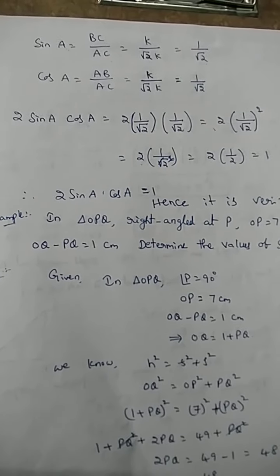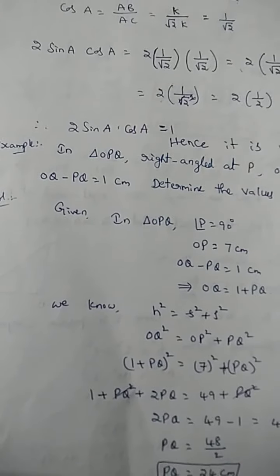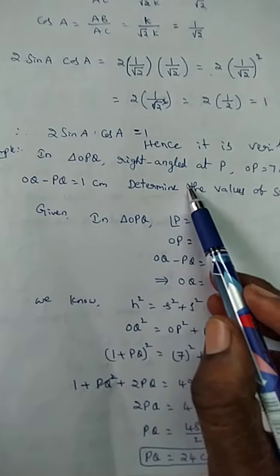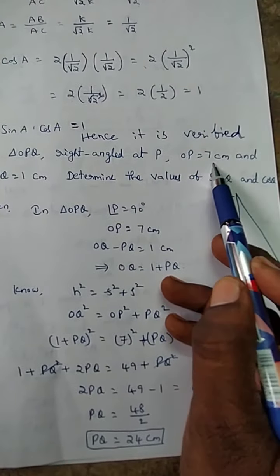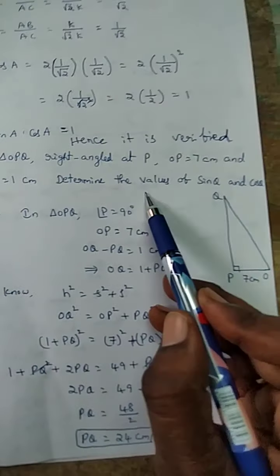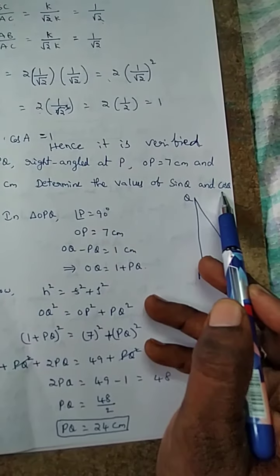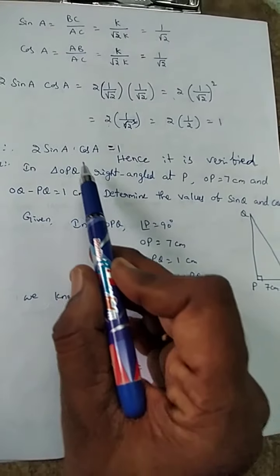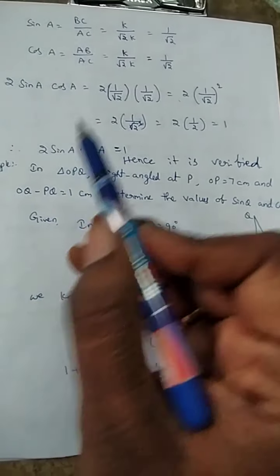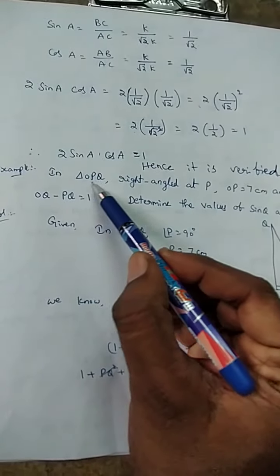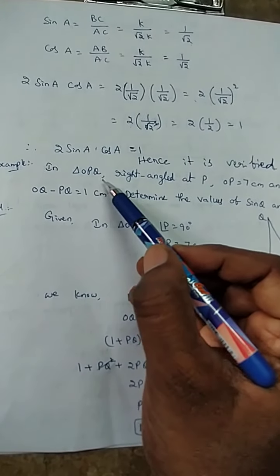Next example: in triangle OPQ, right angle at P, OP is equal to 7 centimeters and OQ minus OP is equal to 1 centimeter. Determine the values of sin Q and cos Q. So what is the right angle triangle here? OPQ is a right angle triangle. Till now we took ABC triangles only; here they gave the OPQ triangle. But which is the right angle here?